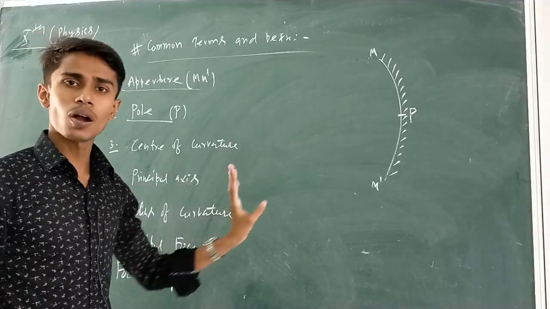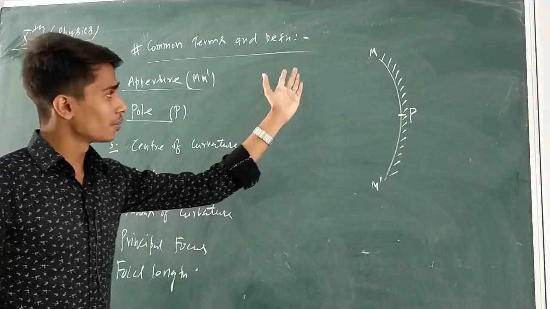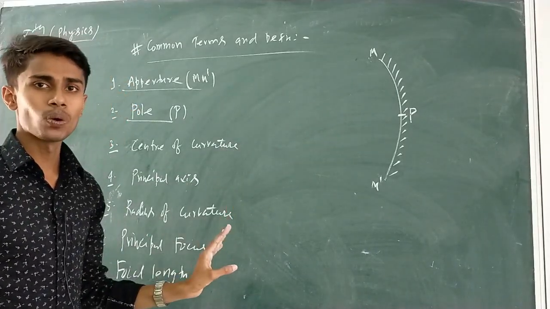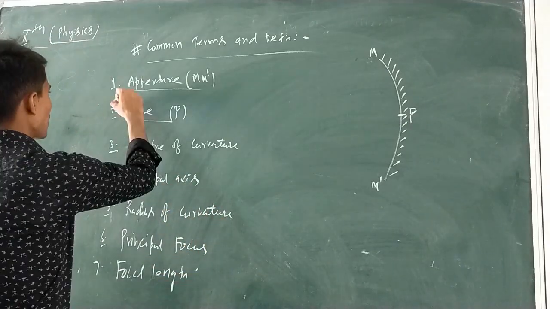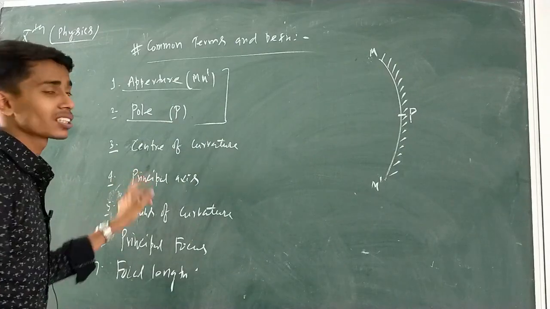The center of the mirror is called pole, or the center of the aperture is called pole. The midpoint of the aperture lying on the mirror is called pole. Okay. We have defined aperture, we have defined pole. Now we will discuss center of curvature.